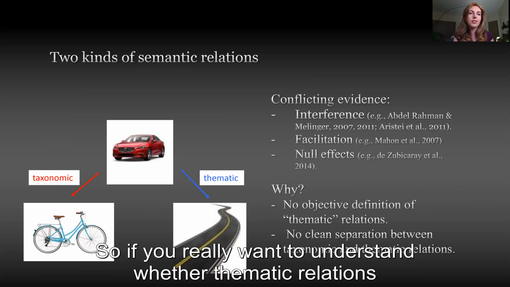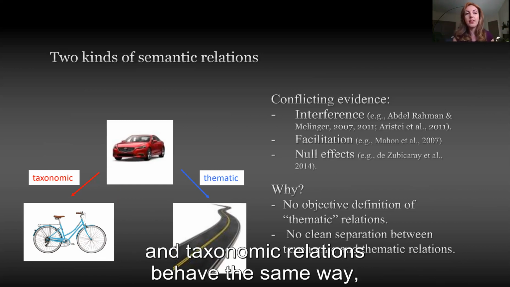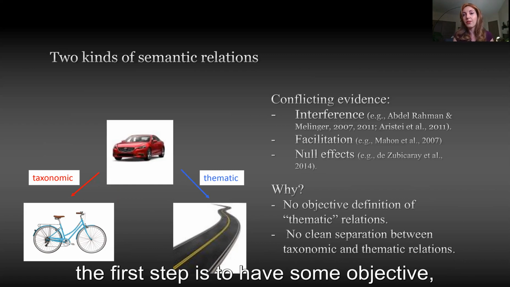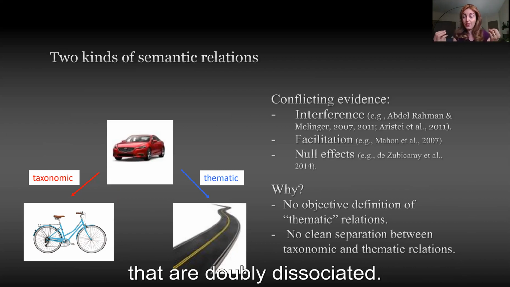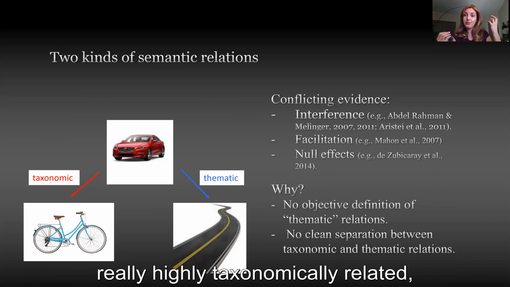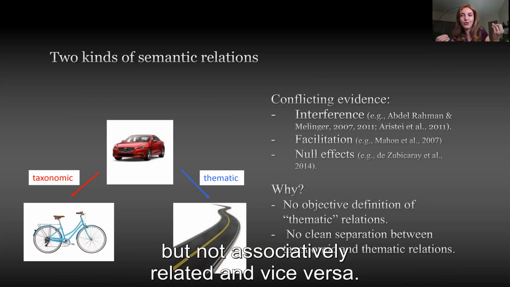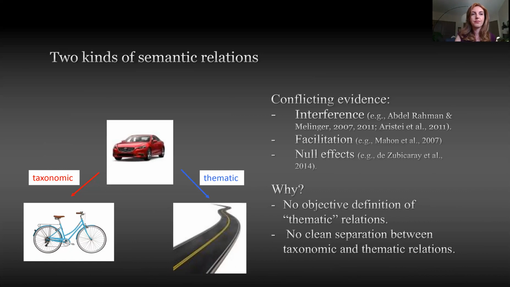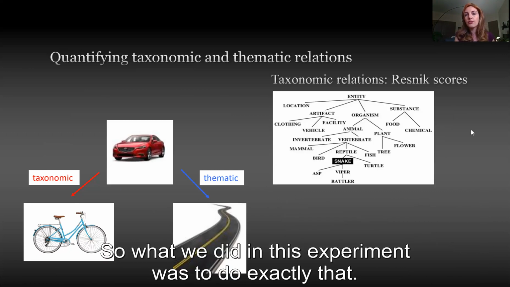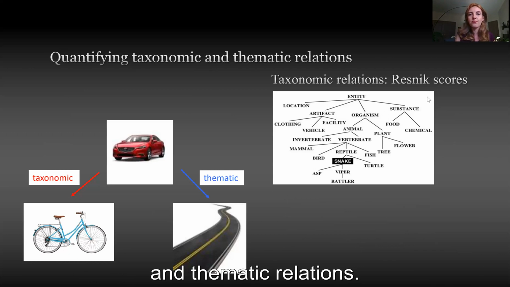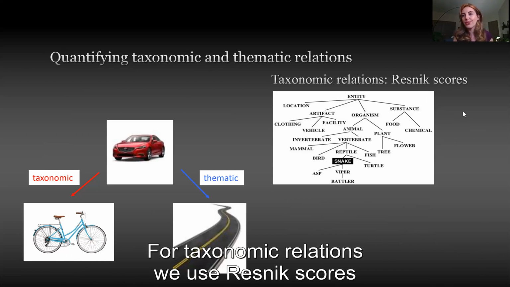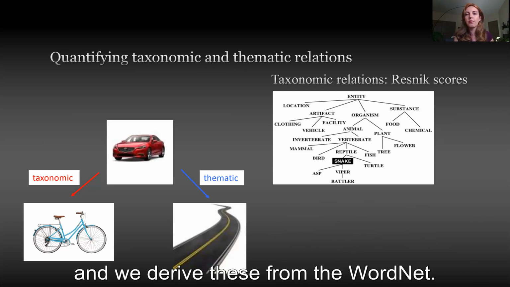So if we really want to understand whether thematic relations and taxonomic relations behave the same way, the first step is to have some objective, quantifiable measures and to get materials that are doubly dissociated. You would want materials that are highly taxonomically related but not associatively related, and vice versa. So what we did in this experiment was to do exactly that: find quantifiable measures of taxonomic and thematic relations. For taxonomic relations, we use Resnik scores, and we derive these from WordNet.